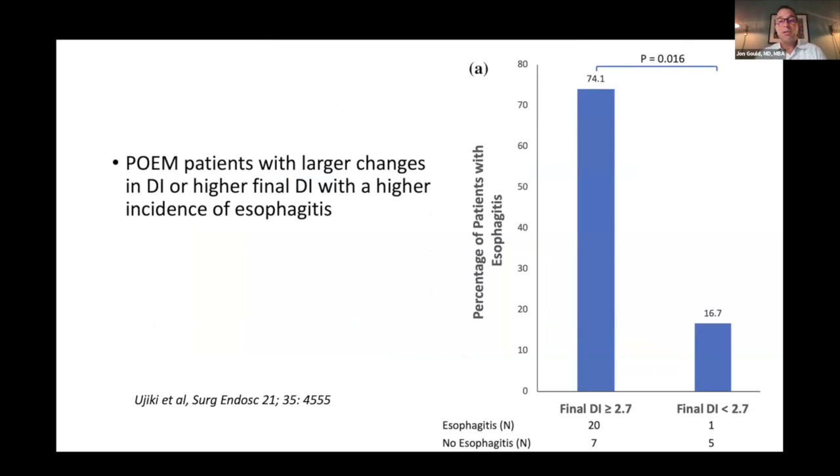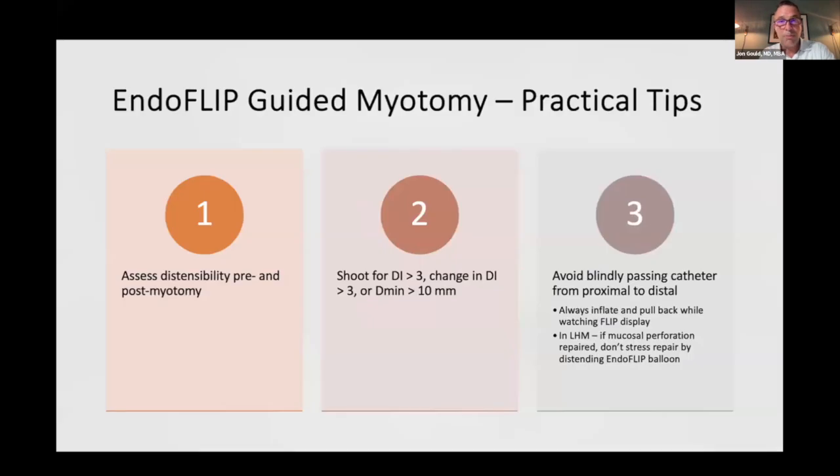So the downside of the myotomy, and part of the reason we'll talk about tailoring the myotomy, is not only is it safer and more expedient to limit the myotomy to all that you need to be effective, but in POEM in particular, where you can't readily do a fundoplication, really high distensibility indexes have been associated with a greater incidence of esophagitis. And I imagine we'll talk about that some more.